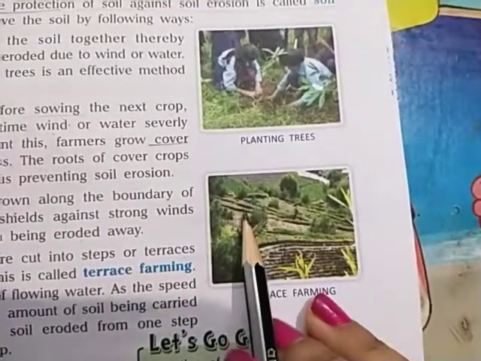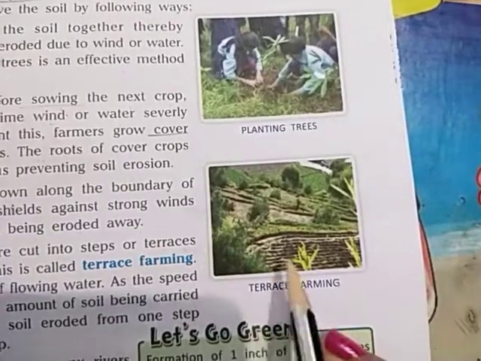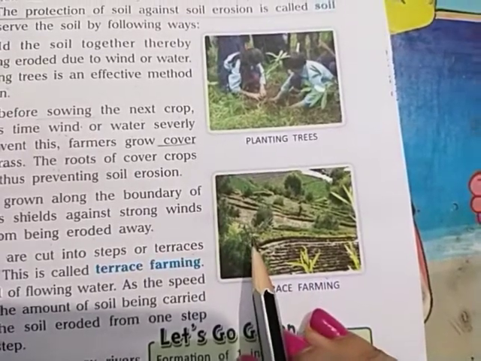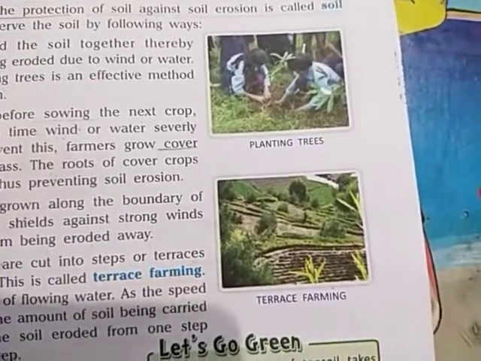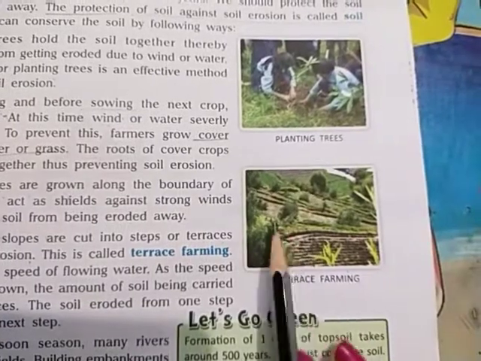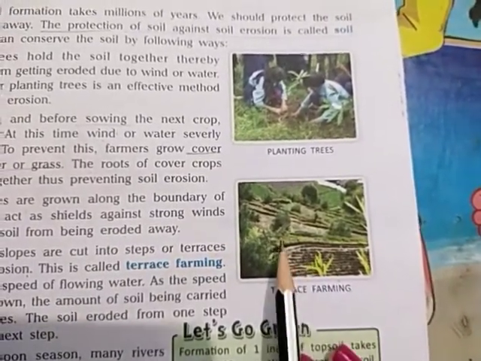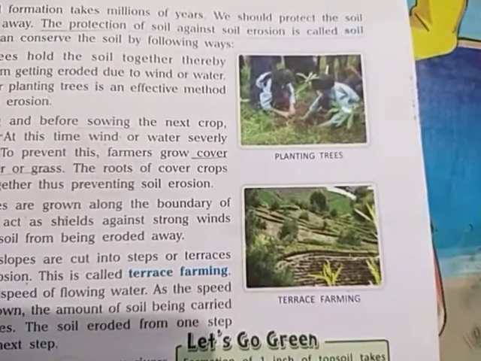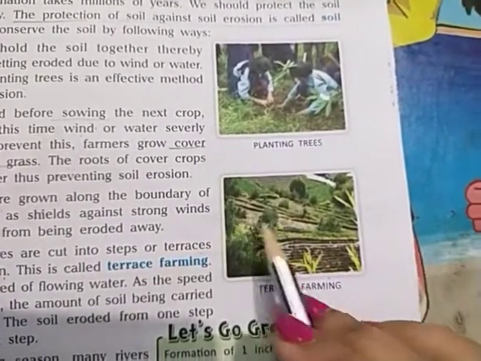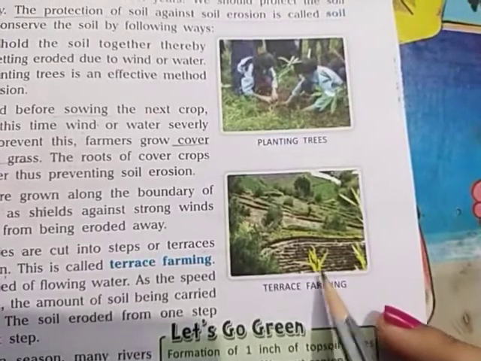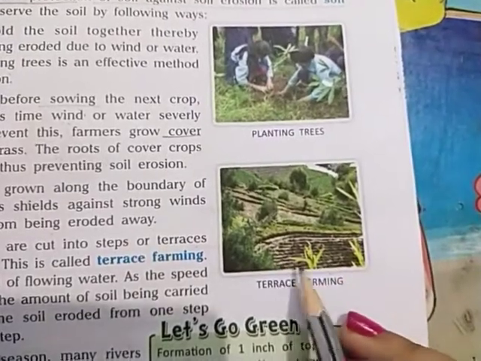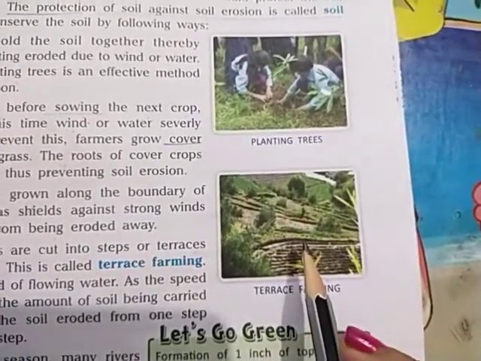When rainfall occurs, the rain carries away all the soil along with it, and due to the sloping structure, the rate of carrying away the soil is faster. So to avoid this soil erosion in the sloping area, the farmers do terrace farming. They make steps, each and every step you can see here. The steps play a very important role in preventing soil erosion.